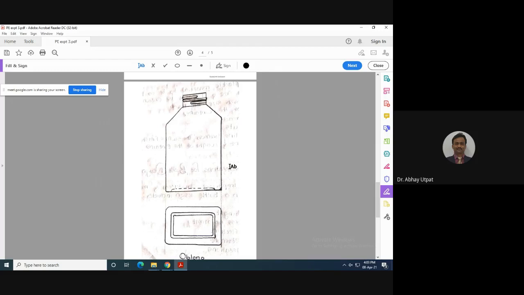Special considerations for bottle design. Now, which are the special considerations for bottle design? The cost, important structural and mechanical considerations in the bottle design include.